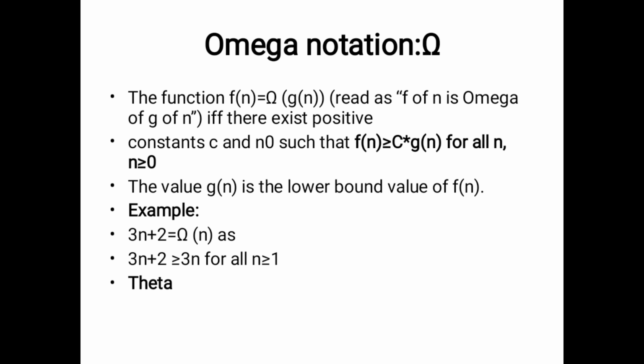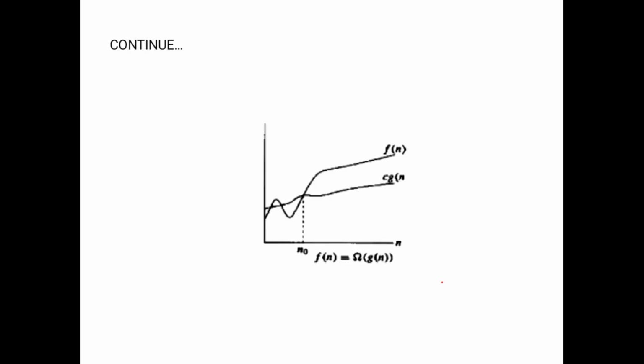F of n is greater. So the first case is greater. So hence f of n equals omega of g of n, where n is greater than or equal to 1. It is proved. In the next slide we will see the graph representation of the omega notation.